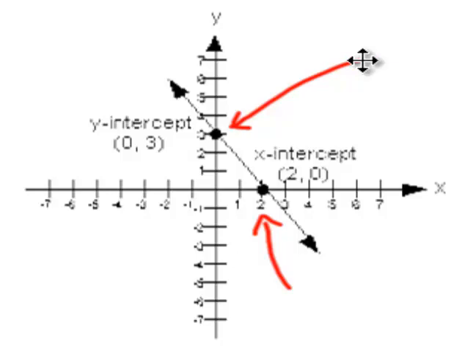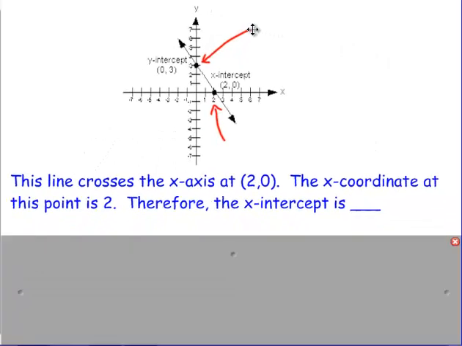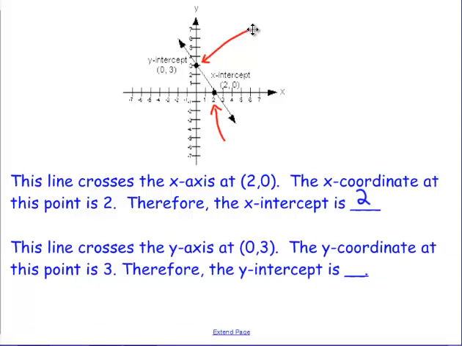If you just look at this picture, it says this line crosses the x-axis at (2, 0). The x-coordinate at this point is 2, and we said the x-intercept is the x-coordinate where it crosses the x-axis. So the x-intercept of this line right here is 2. That's the x value where it crosses the x-axis. Hopefully we're starting to get an idea behind this now.